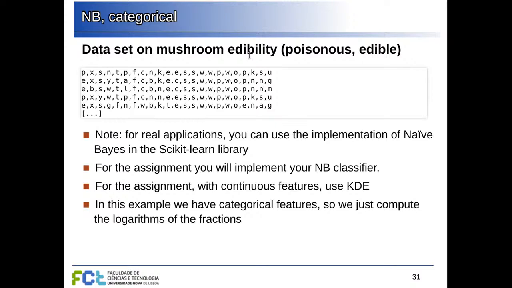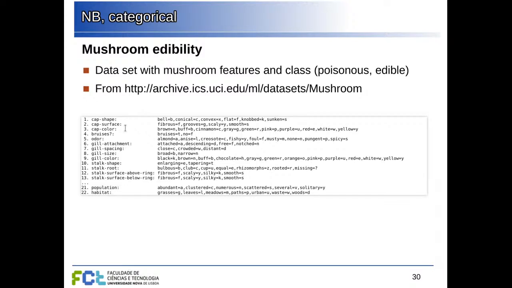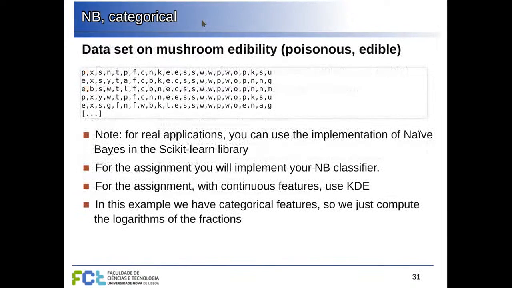So first we have the data set on the mushrooms, which is simply a set of strings like this. Each line corresponds to one mushroom. The first column specifies whether it is poisonous or edible, so P and E, and the other columns are the 22 features. So each letter is a code corresponding to the shape of the cap, the surface of the cap, and so on. So I'm going to show you how to implement a naive Bayes classifier for this example.